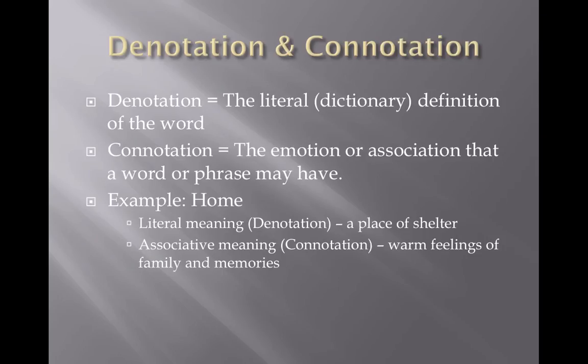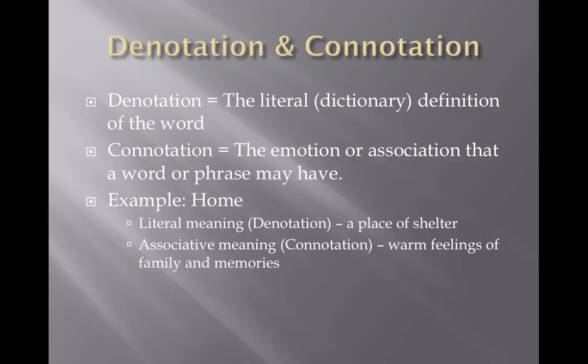Then we have denotation and connotation, which might be new to you. So denotation is the literal dictionary definition of a word. So I always remember denotation with dictionary, those Ds. And the connotation is the emotion or association that a word or phrase may have. So connotation is where an author might, again, play around with a word and use it in a different way and kind of give the sentence a different feel based on the words that he or she uses.